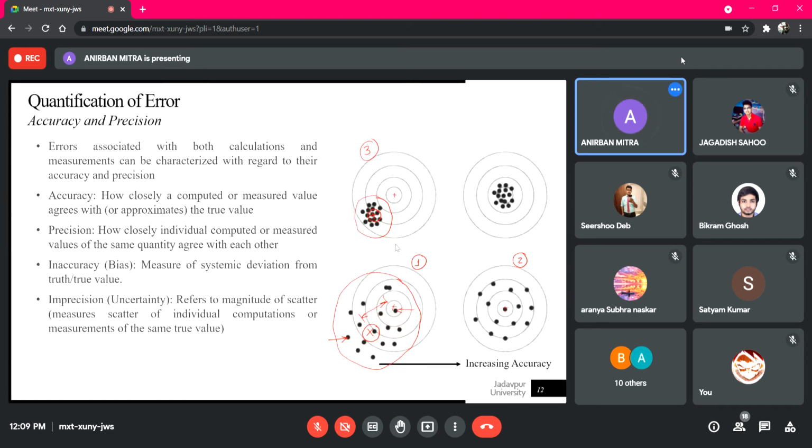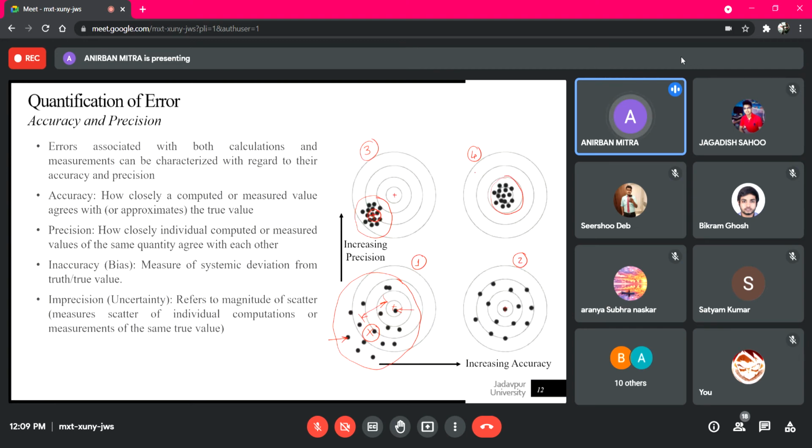Now let us come to the final figure. That is the fourth figure. Here you see that they are tightly grouped and around the exact value. So quite obviously this case is more precise than the previous one and more accurate than the previous ones. So to this direction, towards the right, you have increasing accuracy, and upward you have increasing precision.